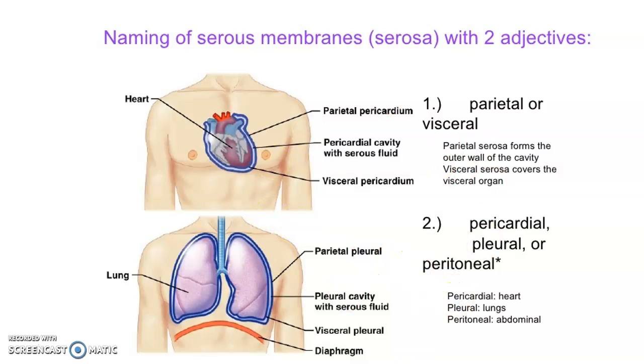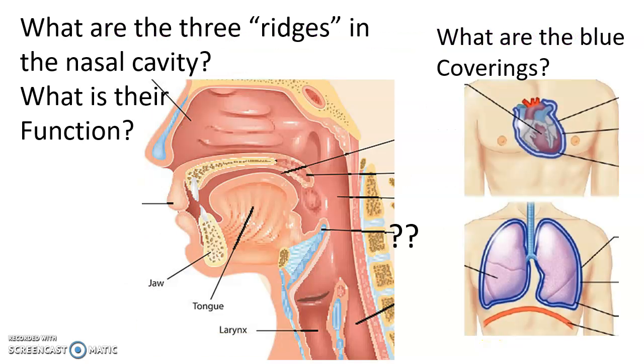So don't worry about all this terminology. What you need to know is for the lungs, the serous membranes are called the pleural membranes. For the heart, they're called pericardial. For the abdomen, peritoneal. Okay.